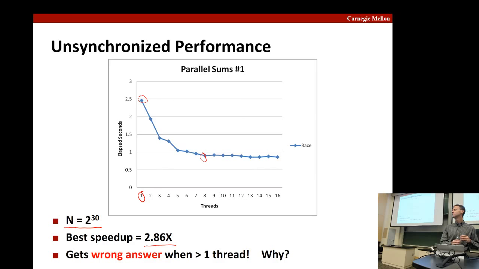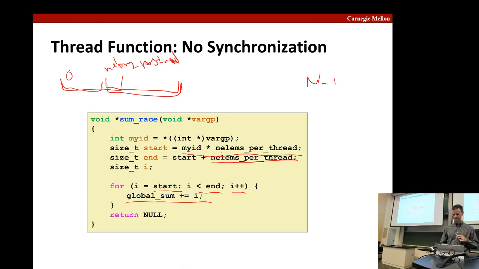Why is that? Because it's got the same race conditions we saw earlier with multiple threads updating the value. Even though it's a single instruction here, you're reading global sum, adding i, and writing back out global sum. In between, if somebody else reads it and does the same thing, then you miss entire values.